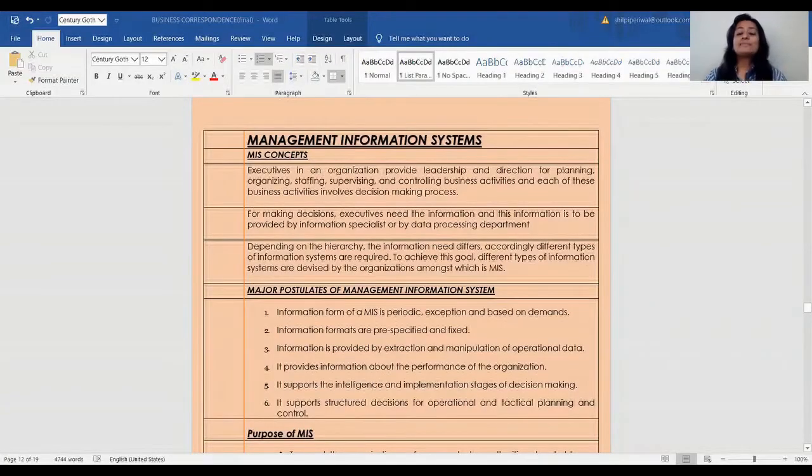So what is management information system? MIS concepts are as written over here: executives in an organization provide leadership and direction for planning, organizing, staffing, supervising, and controlling business activities, and each of these involves a decision-making process. For making decisions, the executive needs information, and this information is provided by data processing departments. Depending on the hierarchy, the information need differs, and according to the different types of information, the system is created. To achieve these goals, different types of information systems are devised by the organization, amongst which is MIS.